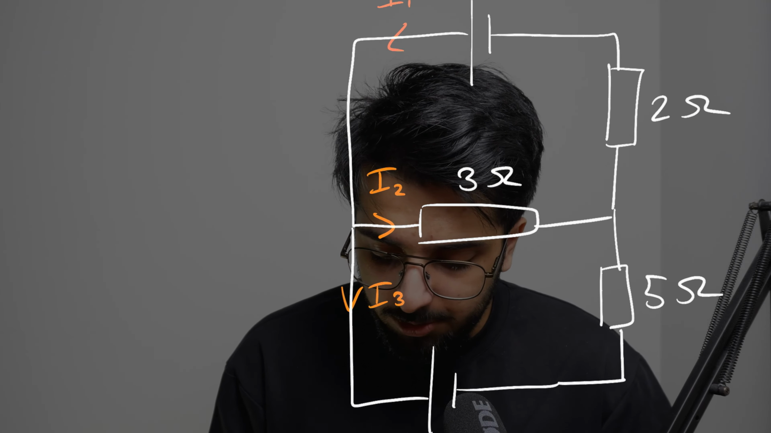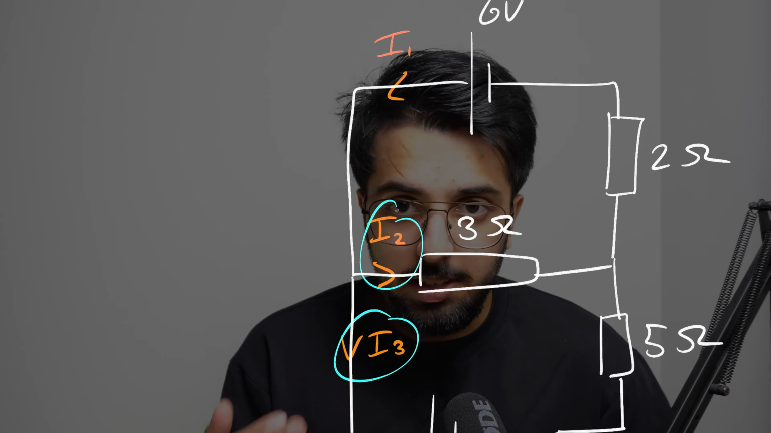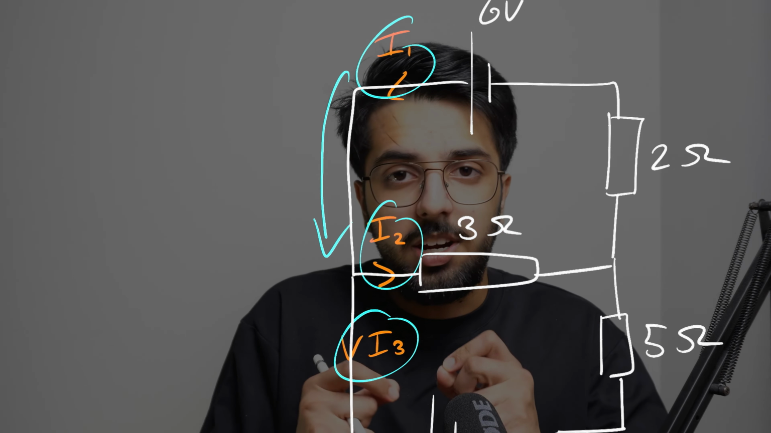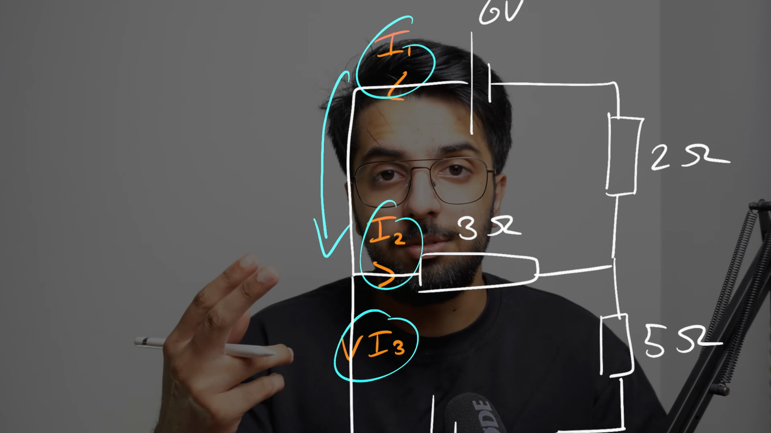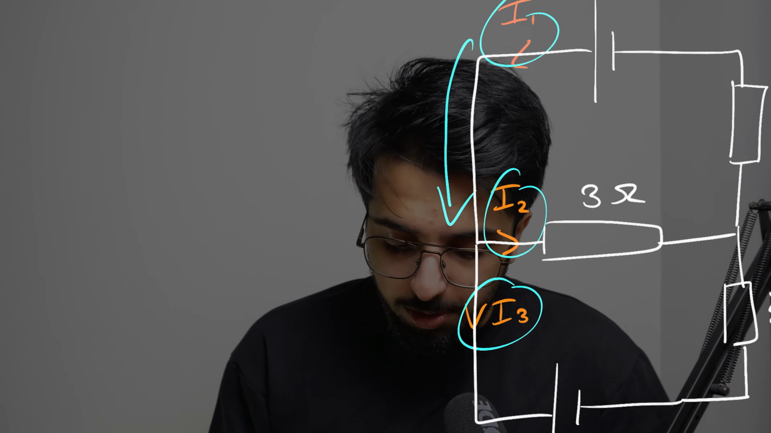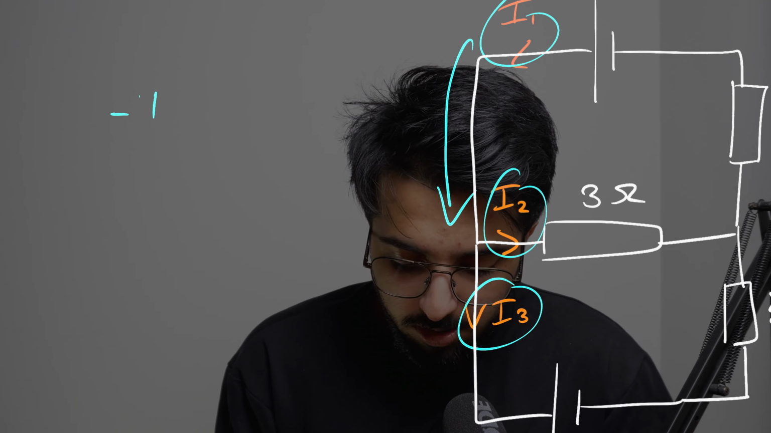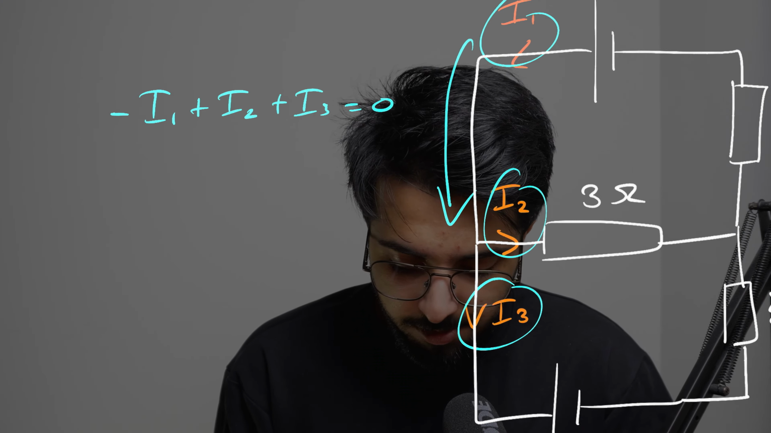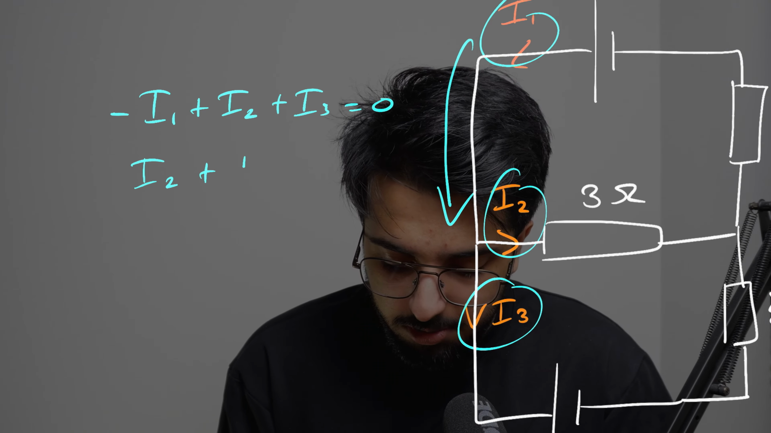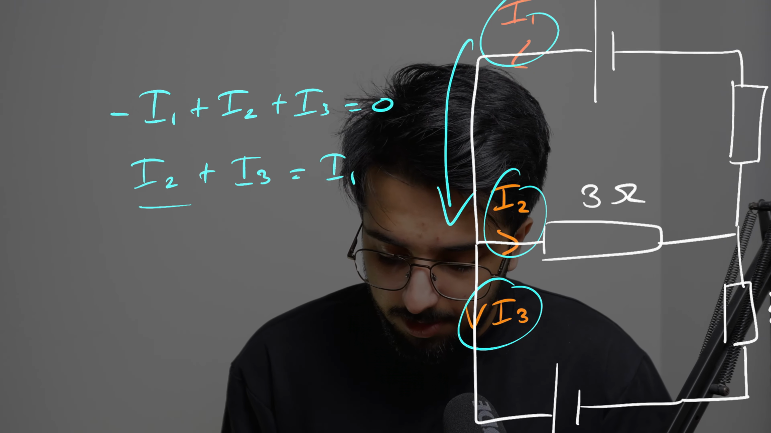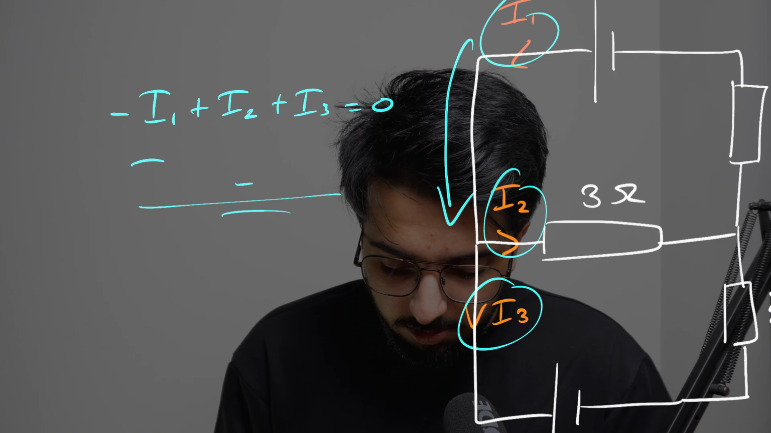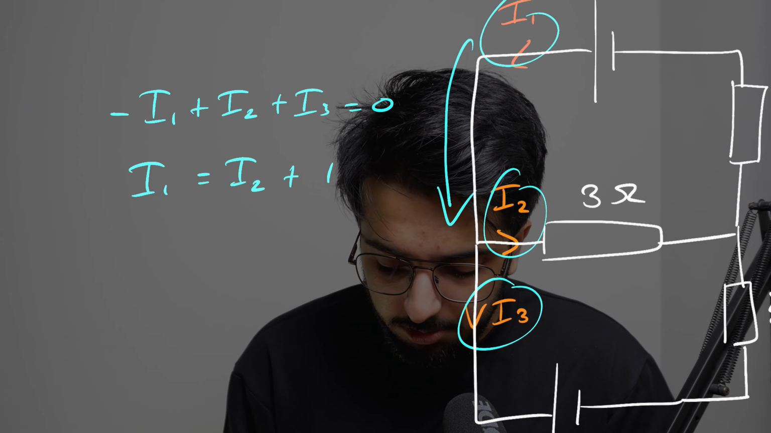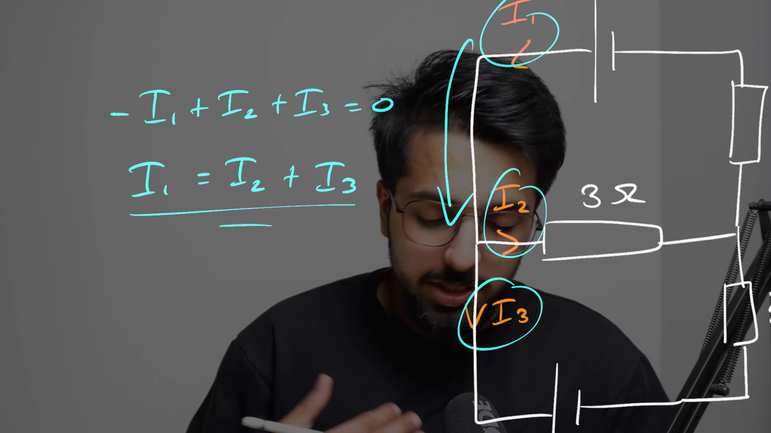As you can see, we have defined I2 and I3 to be leaving the node, and I1 to be entering the node. If a current is entering a node, that's just the negative of it leaving the node. And so what we will have is negative I1 plus I2 plus I3 is equal to 0, and therefore I2 plus I3 is equal to I1. If we want, we can rewrite that as I1 is equal to I2 plus I3. So they're all in order.